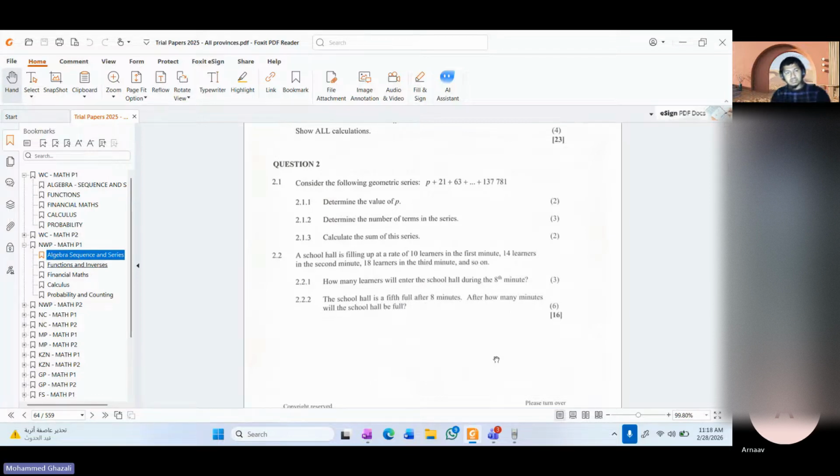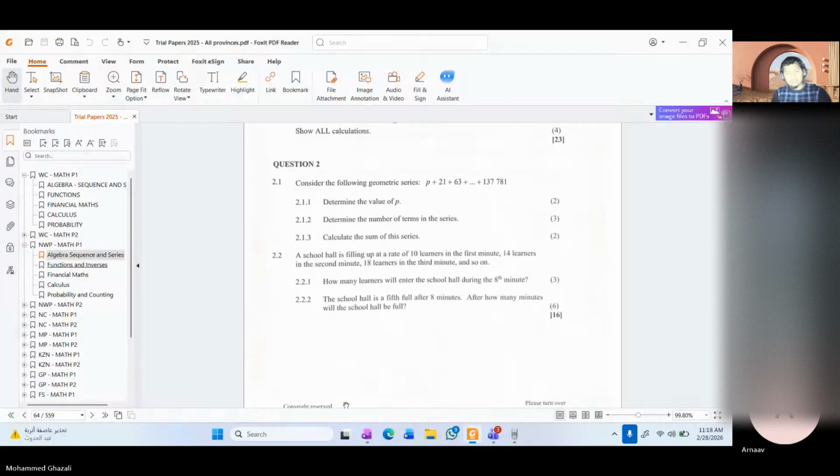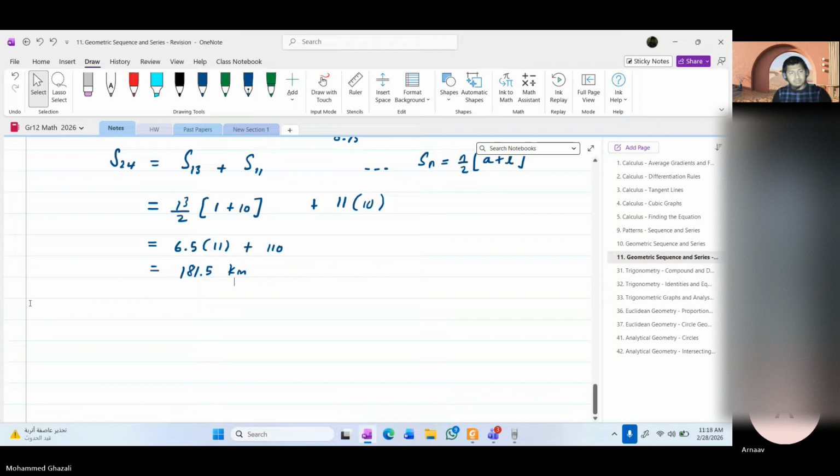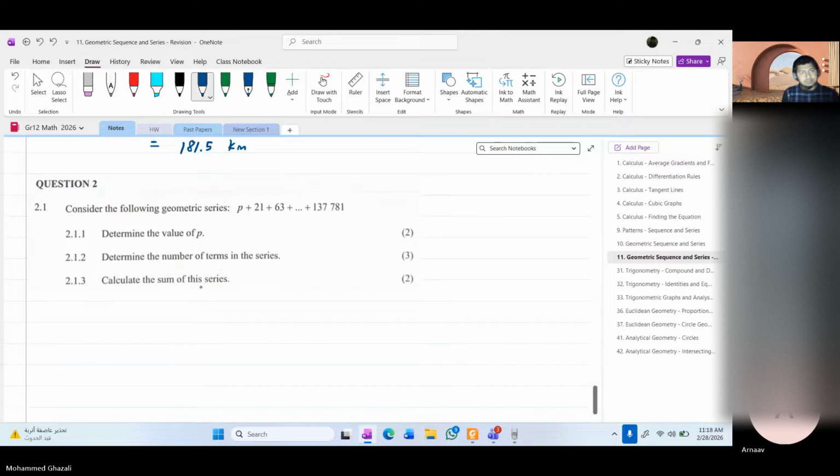Yeah, okay. Nice question here as well. This is from the Northwest Province paper. Right. Consider the following geometric series. Now, they gave us a geometric series. Remember what's a series? Series is in terms of plus, plus, plus. Sequence is with a semicolon, so it's just a sequence of numbers. When they talk about series, it means it's a sum of numbers.